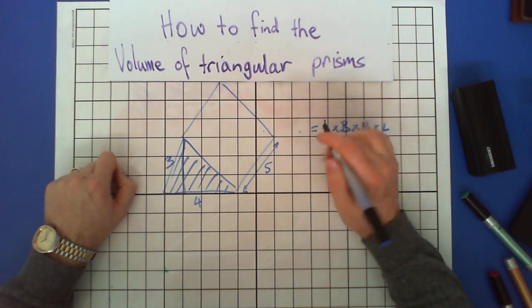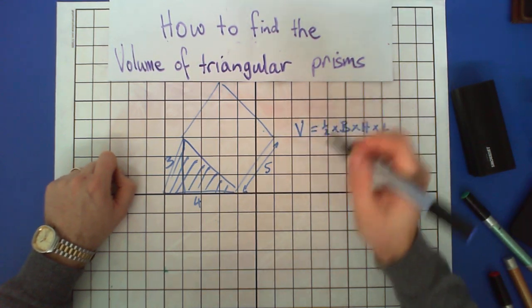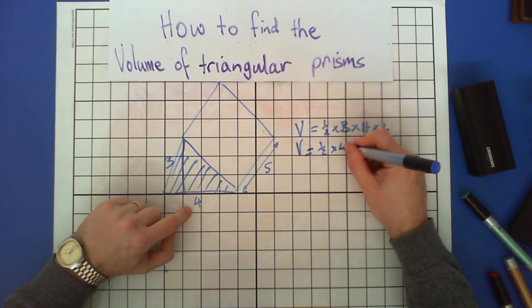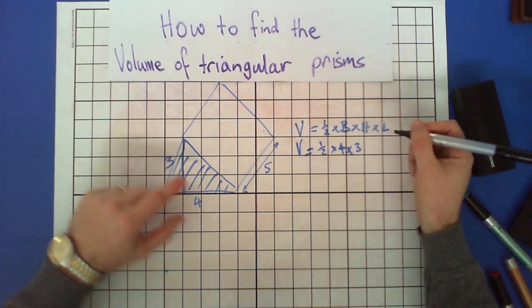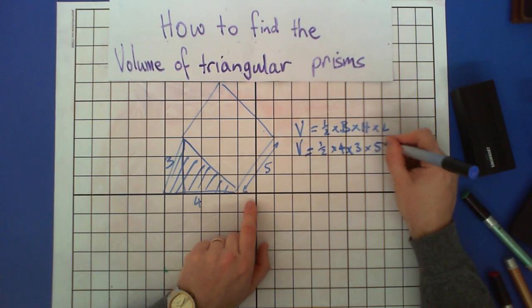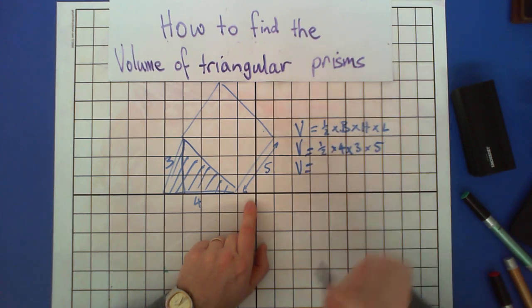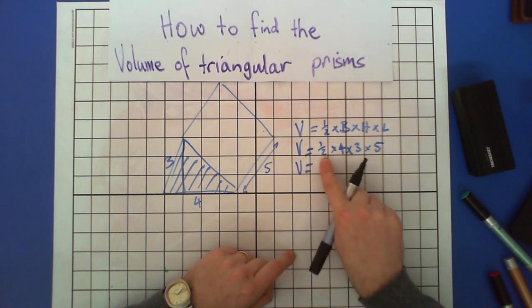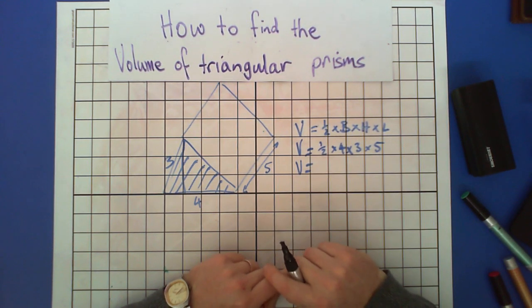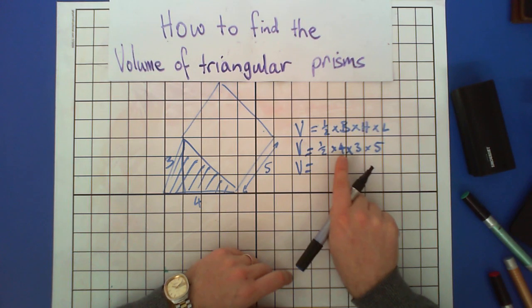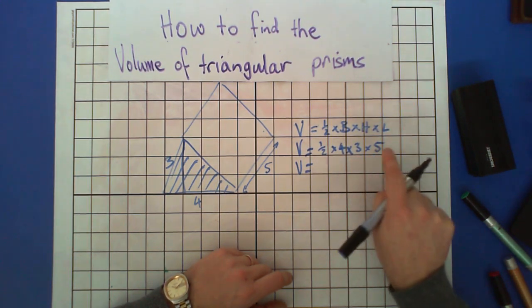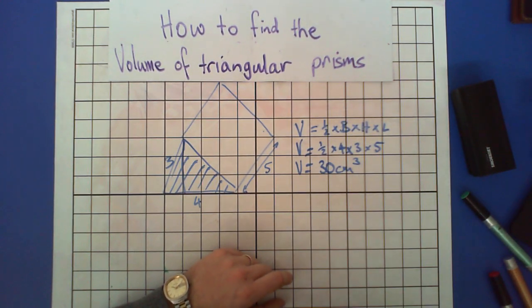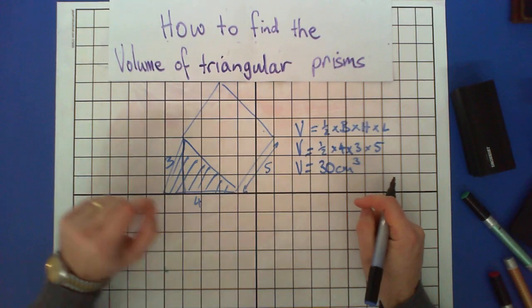So then, I should say, our volume that we're talking about is going to equal a half times the base, which is 4, times the height, which is 3, times our length, which is 5. Right, so if you've got a nice even number, like we've got here at 4, you can times that by half, or if you like, you can wait till the end to halve it. I'm going to say half times 4, well, that's 2, times 3 is 6, times 5 is 30 centimeters cubed, because remember we're finding a volume, so our units must be cubed.